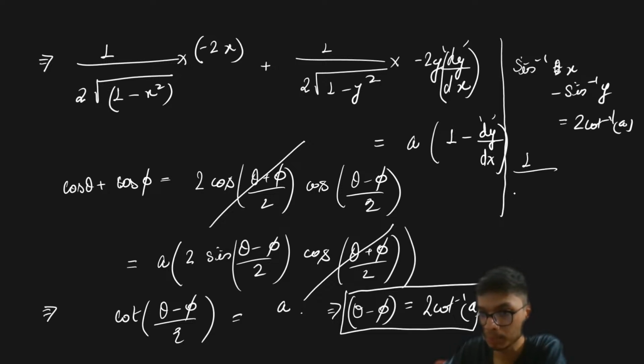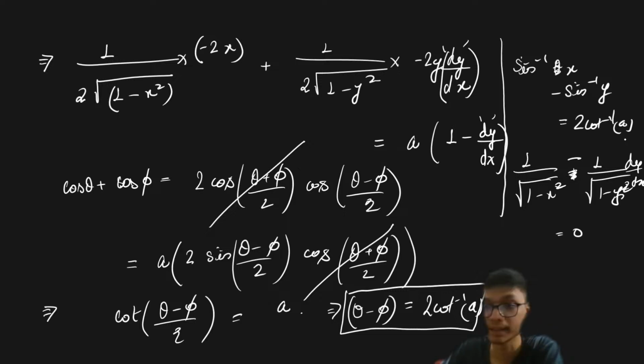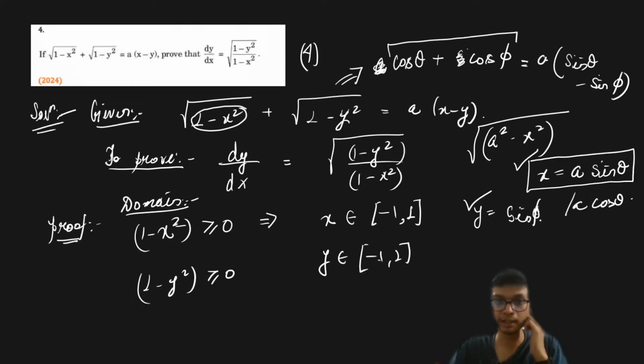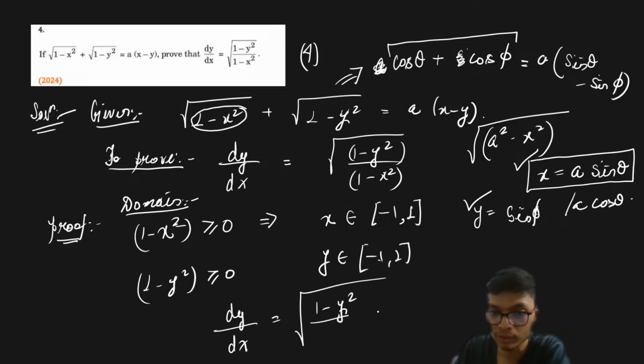So I will get 1 upon square root of 1 minus x square plus, sorry, minus 1 upon square root of 1 minus y square dy upon dx is equal to 0. So from here you will get the simple relation, that dy upon dx is equal to square root of 1 minus y square divided by 1 minus x square, right? That's how you are going to prove it. As simple as that. Is this clear or not?